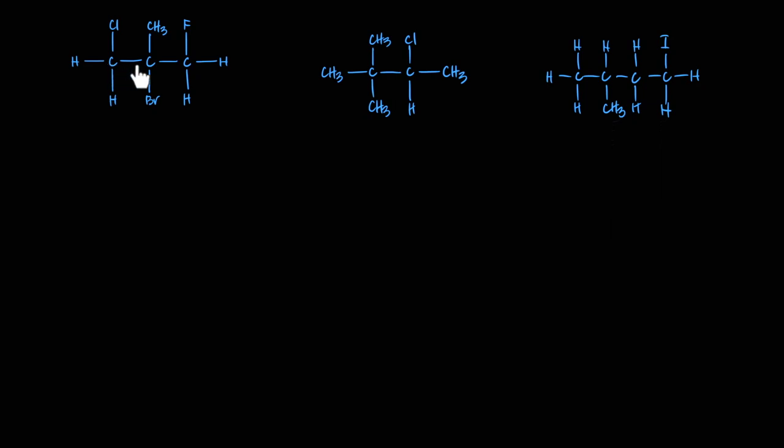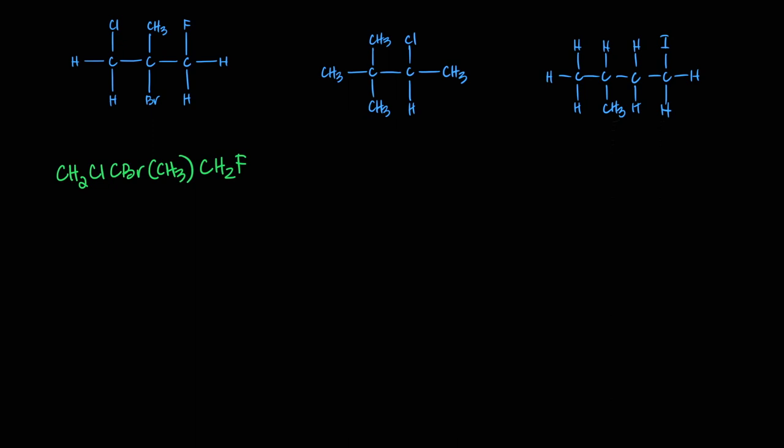Why not? So you've got three carbons in the main chain. The first one is a, let's write it down. The first one is a CH2Cl. The second one is a CBr, and the bracket is a CH3, and the last one is a CH2F. That's what this guy is.